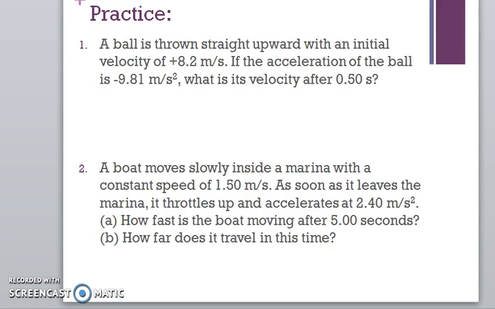Let's see. Oops. How far does it travel in this time? It travels 37.5 meters.